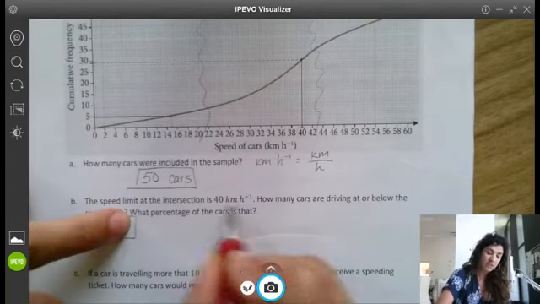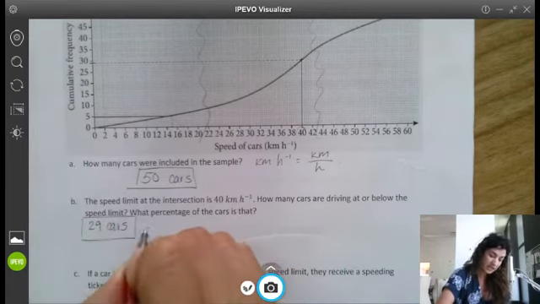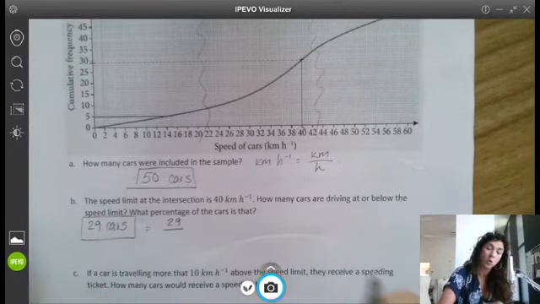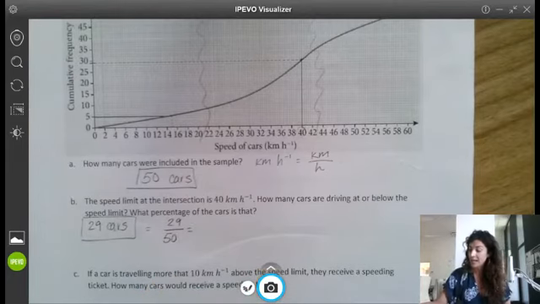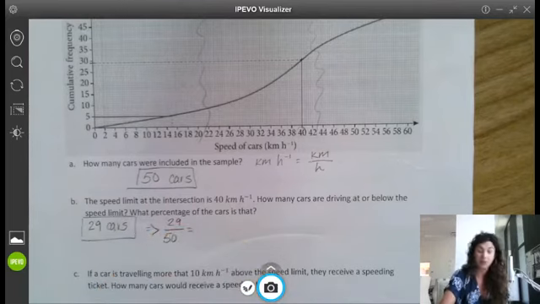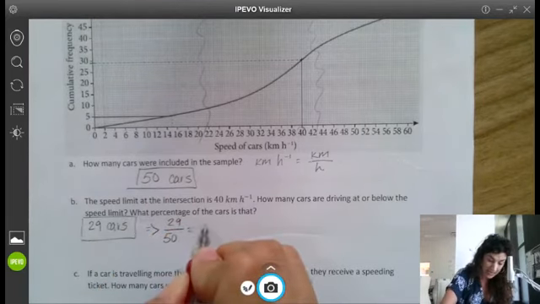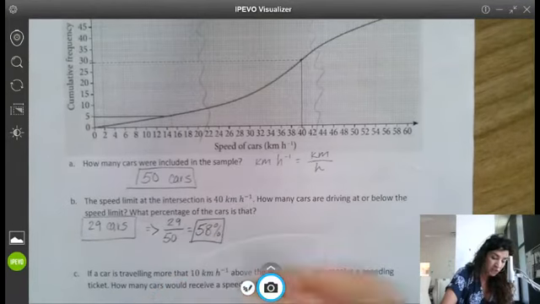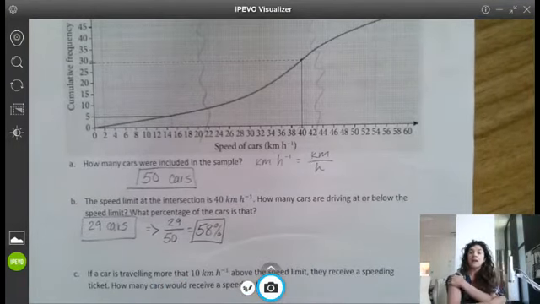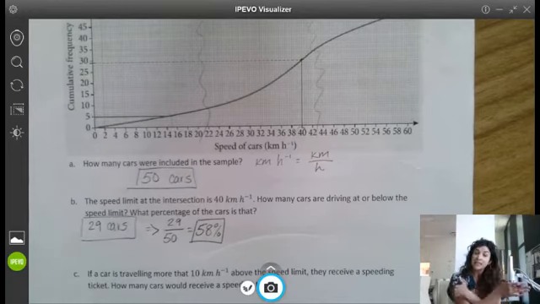If we're talking about what percentage of the cars total is that, we take 29 and put it over the total number of cars that we studied, which was 50. 29 divided by 50 is going to give us a decimal. We multiply that by 100 to get a percent, and that's 58%. Over half, but just barely over half of the cars were at the speed limit or below, which is pretty good.